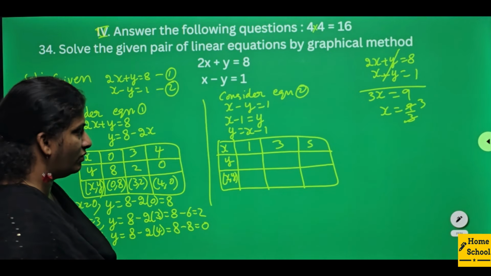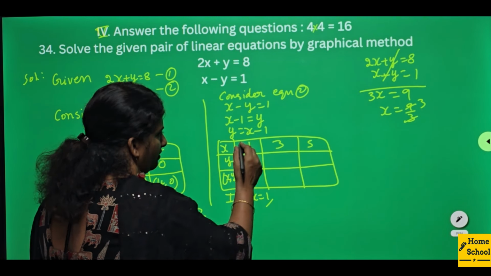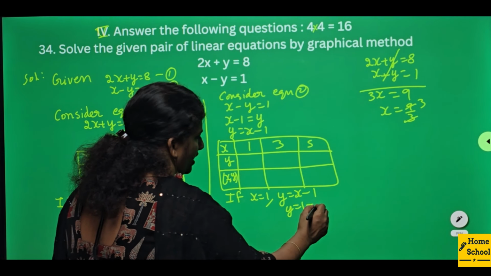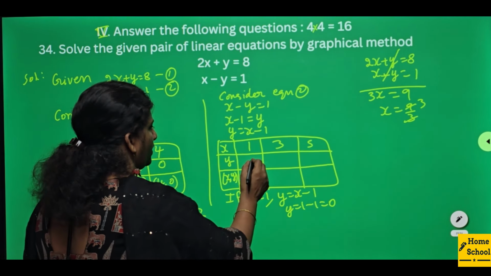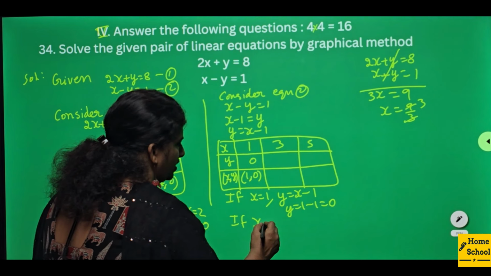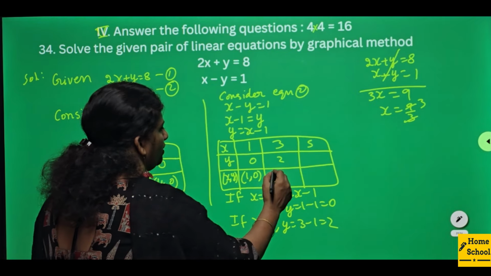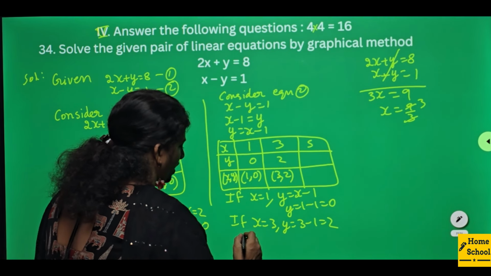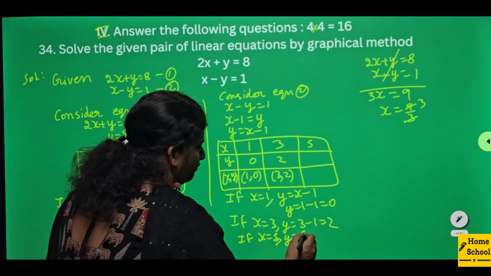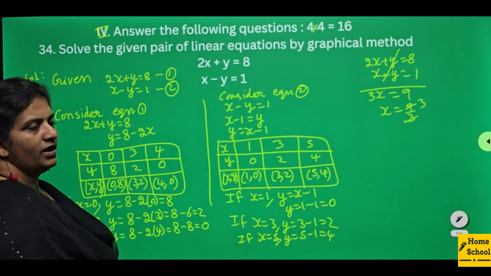Now move on to the second one. If x is equal to 1, y is equal to x minus 1. That is y is equal to 1 minus 1, that will be 0. Coordinate is 1, 0. If x is equal to 3, y is equal to 3 minus 1, that is 2. 3, 2. Now if x is equal to 5, y is equal to 5 minus 1, that will be 4. The coordinate is 5, 4. Now the tables are ready.